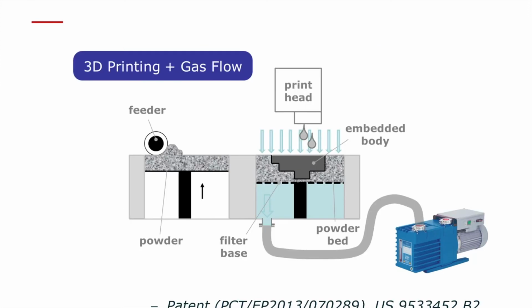The gas flow assisted powder deposition process stabilizes the powder by drawing gas through the powder. So you have a pressure difference here from the top layer of the powder to the bottom. So the bottom here is a porous plate, that's a building plate. And by means of a vacuum pump, you're drawing the gas through the powder bed.